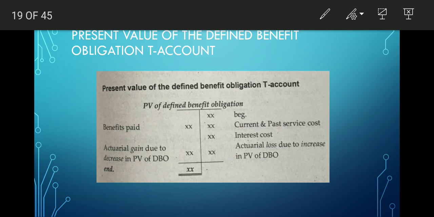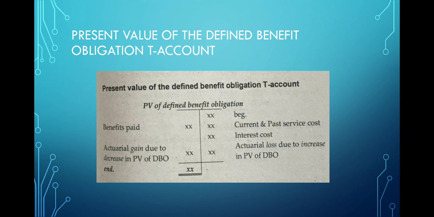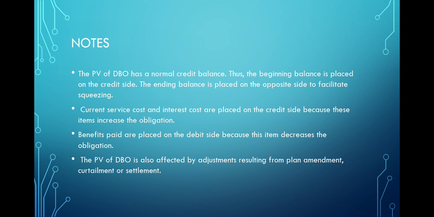And now we have the present value of the defined benefit obligation, the T account. On the debit side, we have the benefits paid and the actuarial gain due to decrease in PV of DBO. And on the credit side, we have the beginning balance, the current and past service cost, the interest cost, and actuarial loss due to increase in PV of DBO. And we have the end.